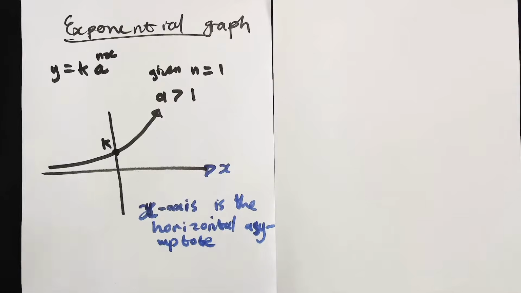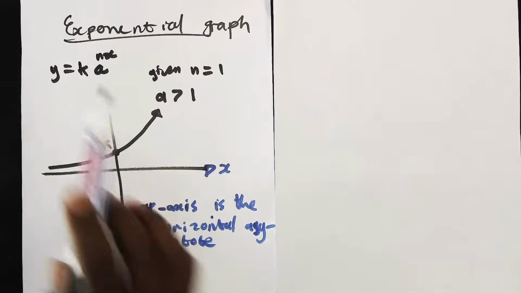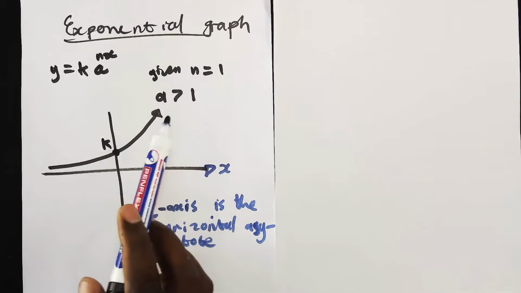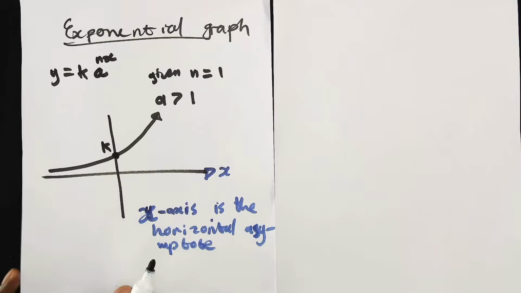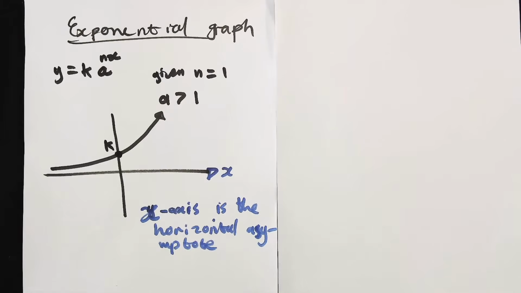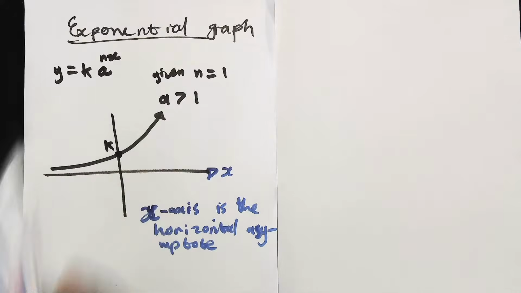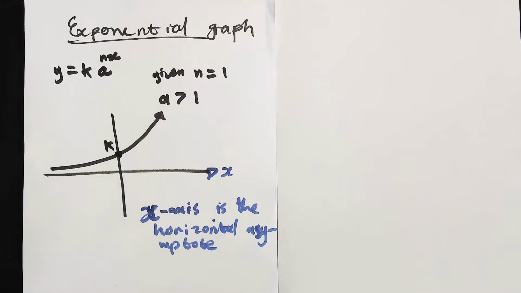We have a horizontal asymptote. So that is an exponential graph when the base must be greater than 1. It must be greater than 1. So it means that the graph will be plotted here and cut through and go up. And always the coefficient of the exponential function will be our intercept.